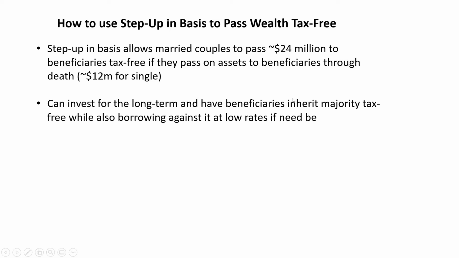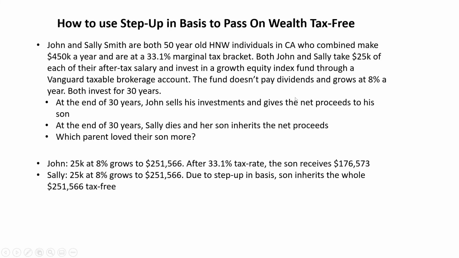I know this sounds a little bit complicated, so I'm going to use an example to highlight how it works and why you want to pass on assets to the next generation tax-free through step up in basis, as opposed to selling assets, and what the difference is. We're going to look at a couple where one individual wants to pass on assets after death using the step up in basis provision, and another individual wants to invest for a certain period and then sell assets and give it to their kids. We're going to see the vast difference in those two approaches. So here's our hypothetical example.